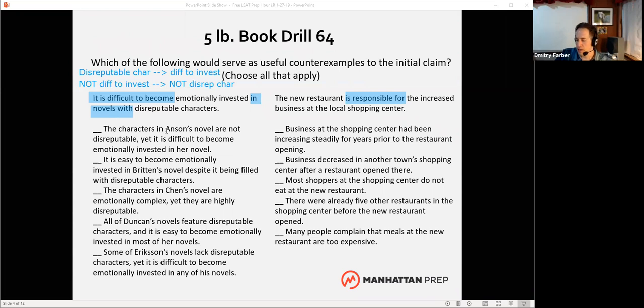Maybe you won't be invested if the characters don't seem realistic, or if they remind you of someone you dislike in real life, whether they're disreputable or not, right? So there might be various ways you don't invest. Maybe you don't invest in them if they make foolish choices, right? So there could be all these other things that certainly might make you not invest in them. What we're concerned about is if they are disreputable, does that force you not to? So do you see why we don't want statement one? Does that make sense?